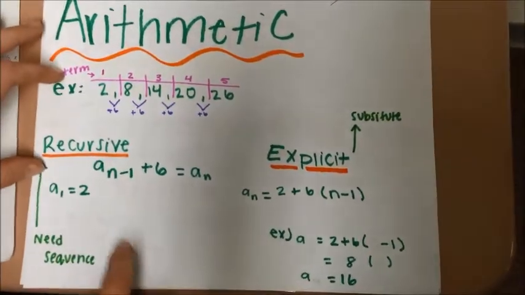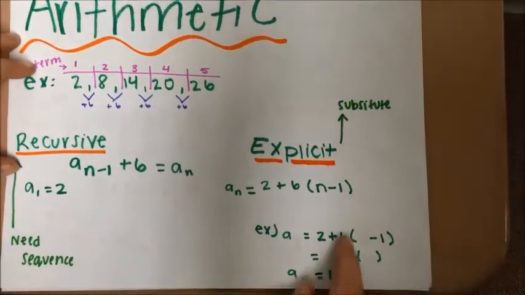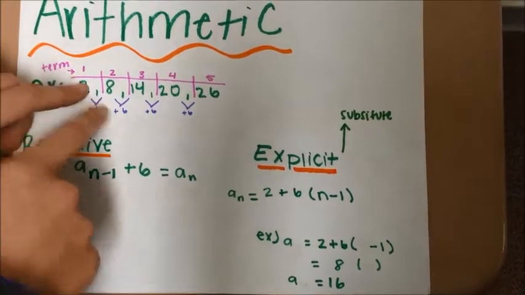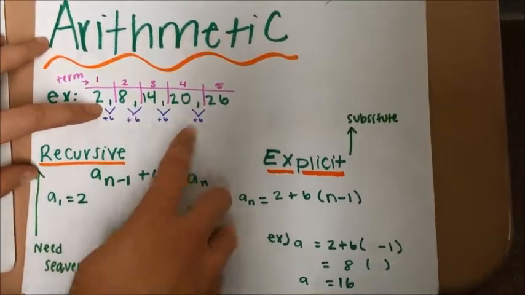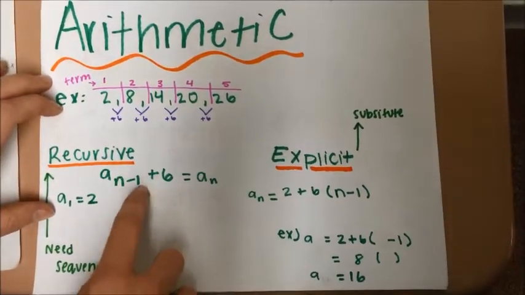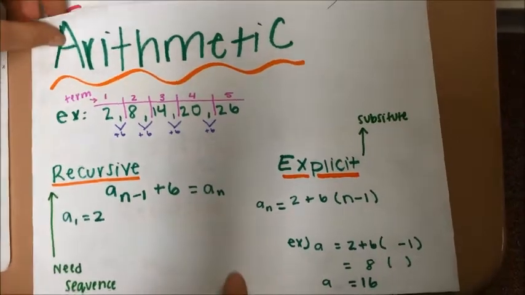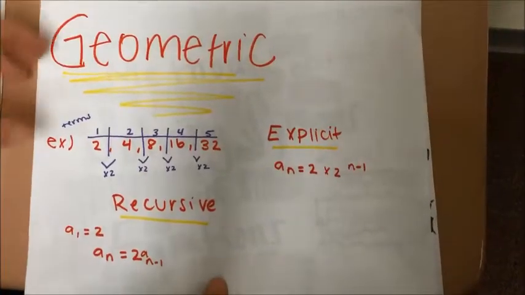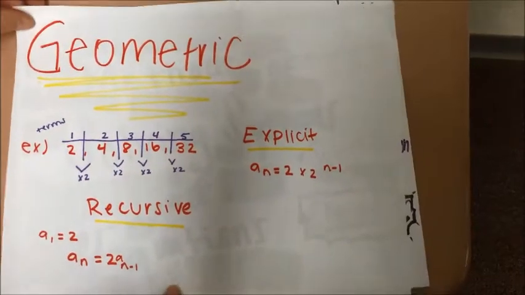For recursive, you're going to need to know your sequence to plug it in to give your answer. For explicit, all you have to do is substitute one of your terms. Here, our sequence is adding 6 each time. So to solve for your recursive, you would add in your 6, then your term to get your answer. Same thing with geometric, except geometric is multiplying each time instead of adding or subtracting.